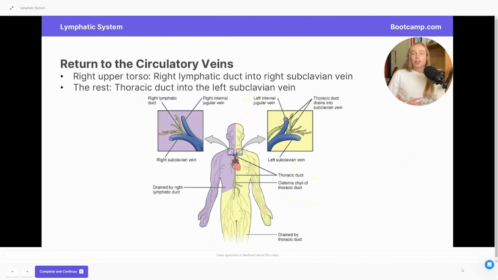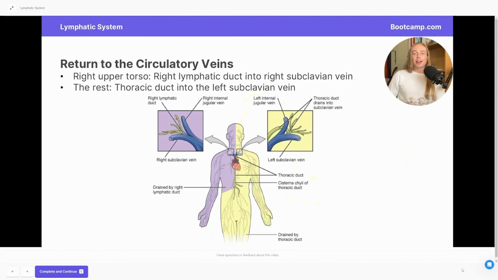Lymph has a pretty long journey to take to get back into the circulatory system depending on where you're at in the body. The lymph is very slow moving, and it's going to be traveling through multiple different checkpoints like the lymph nodes. Eventually though, this lymph is going to make it back into the circulatory system, which is really important because it's going to act to replace all of the fluid that was lost in the capillaries.